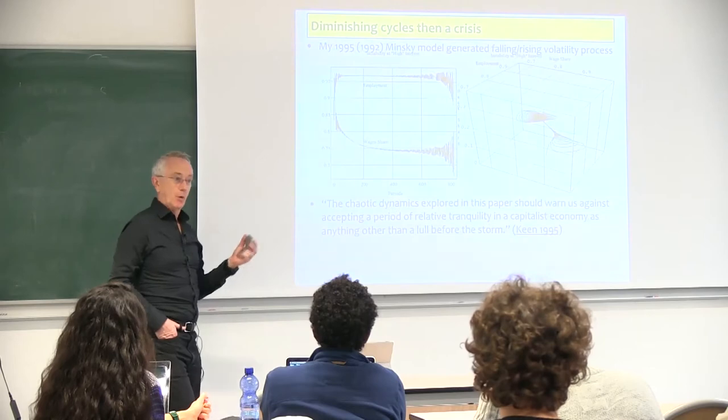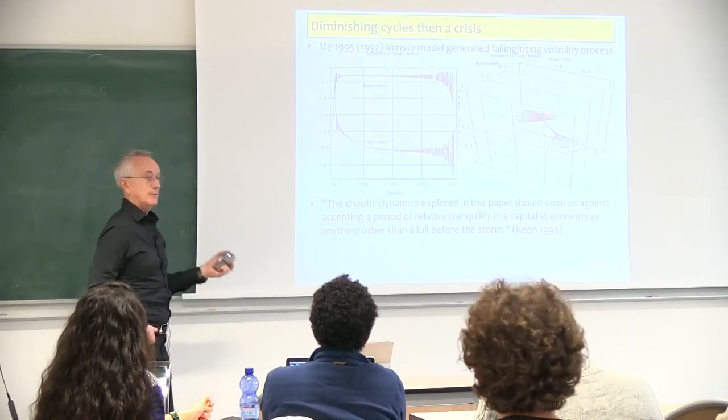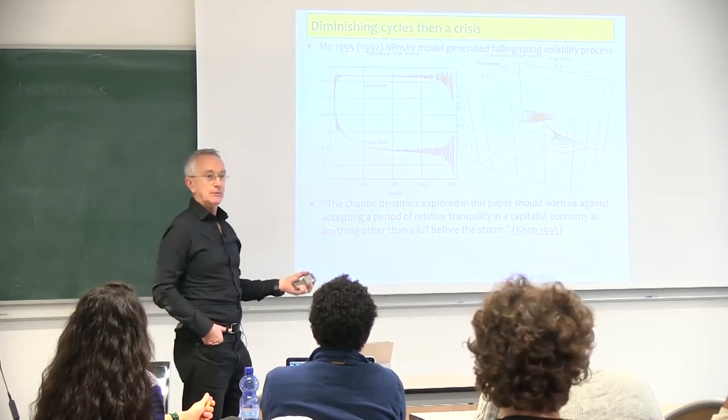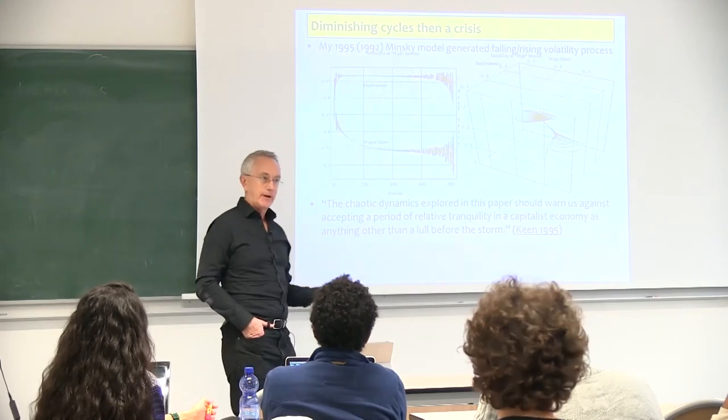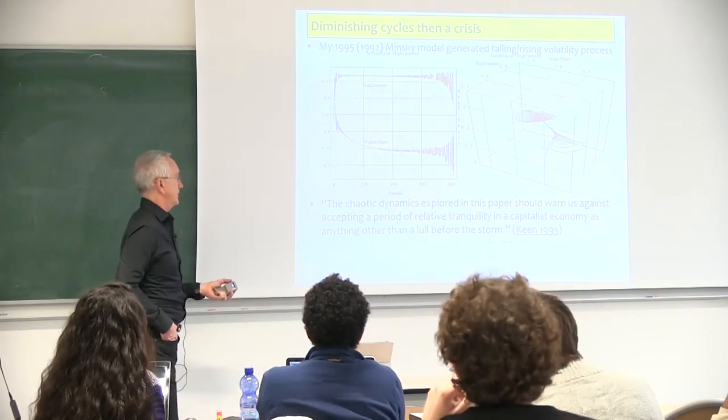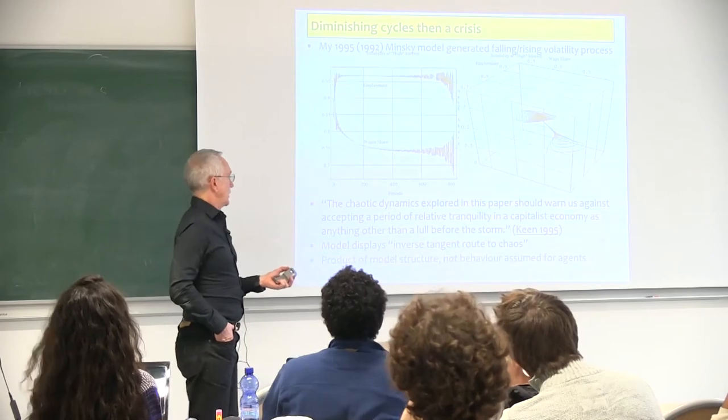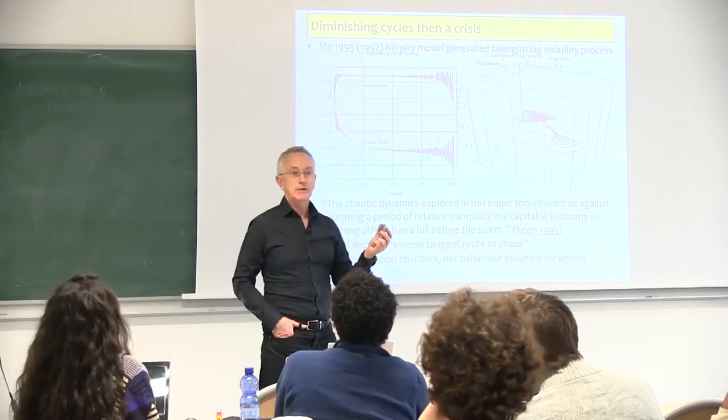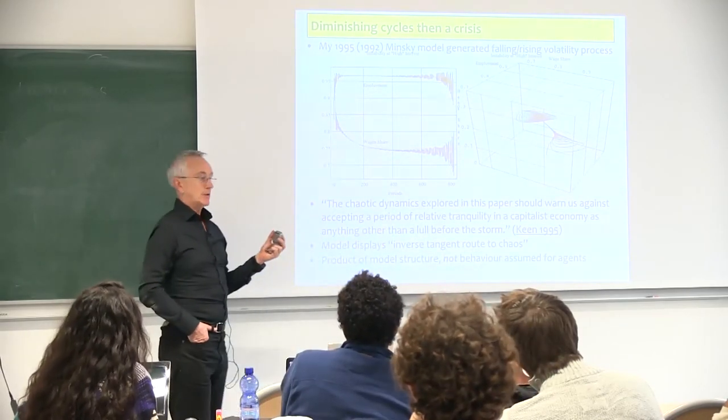I wrote that in August of 1992 as it happened. So before the Great Moderation was actually empirically identified by neoclassical economists, I got this effect. And what I want to show is that this actually is something fundamental to the structure of the model.